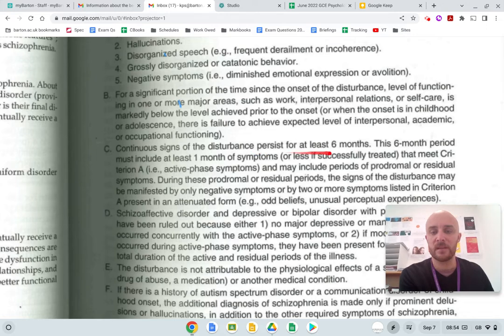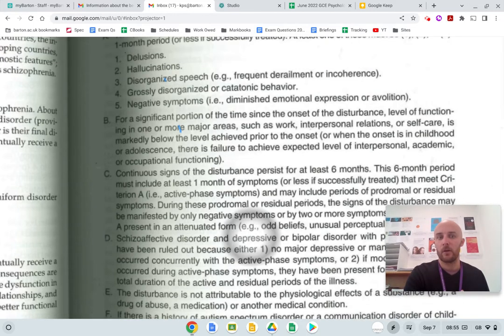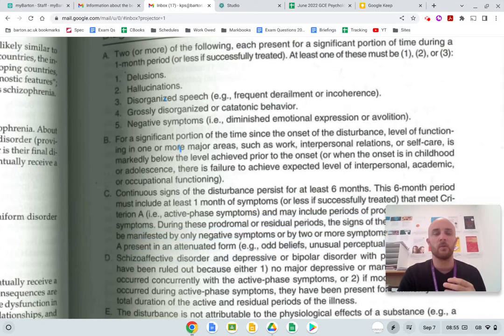Continuous signs of the disturbance have to persist for at least 6 months. So for you to actually get a formal diagnosis of schizophrenia, you need to have suffered it for at least 6 months. Now, full disclosure, when I was about 19, I wasn't very well at all. I was dealing with a lot of stress at the time, and I became very ill. I dealt with a lot of schizophrenic type symptoms, including things like intrusive thinking. It was horrible. I only had it for about 4 months. So I never got diagnosed with anything apart from a brief psychotic episode. But had it gone on for another 2 months, they may have said, okay, you're no longer having a brief psychotic episode. You're clearly actually suffering from schizophrenia.